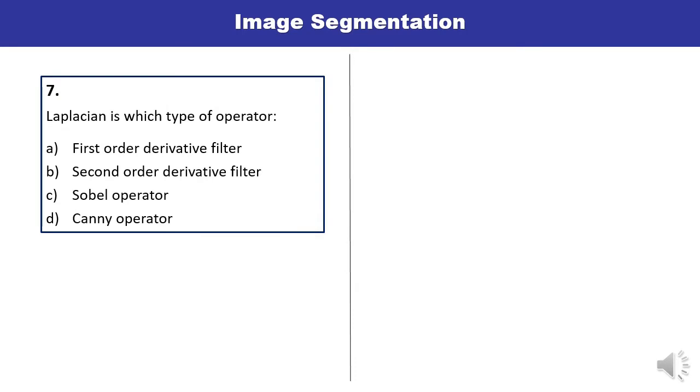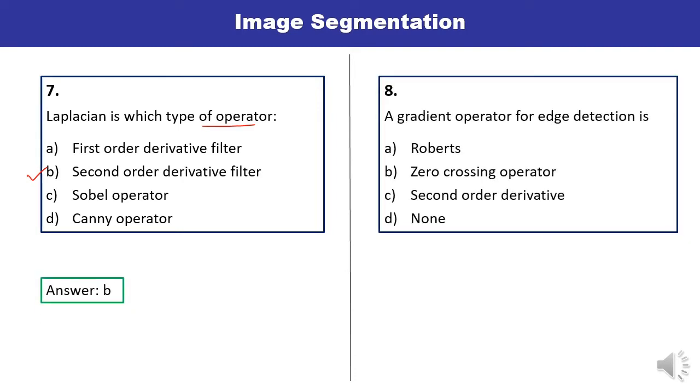Next question, Laplacian is which type of operator? Whether it is a first order derivative filter, second order derivative filter, Sobel operator, or canny operator. So Laplacian is actually a second order derivative filter. Correct answer. Question number 8 is, a gradient operator for edge detection is? It is a Robert operator, zero crossing, second order derivative, or none of the above. So gradient operator for edge detection is Robert. Answer is A. Correct answer.